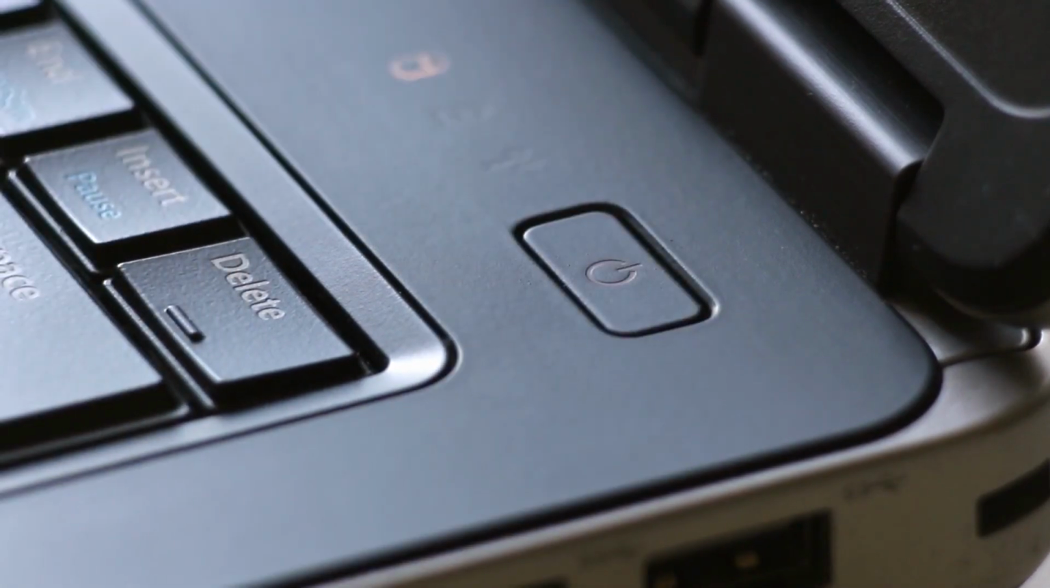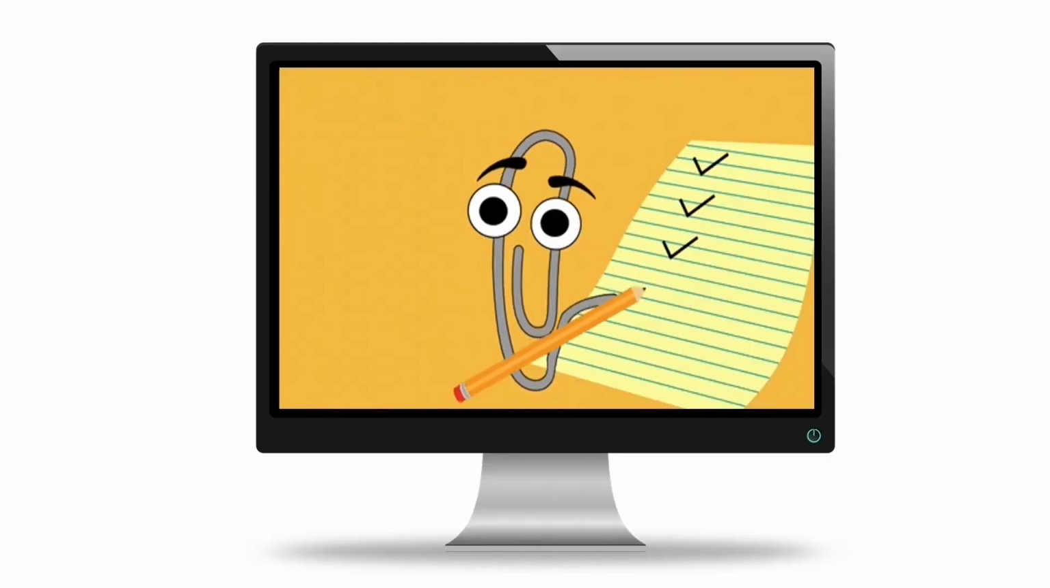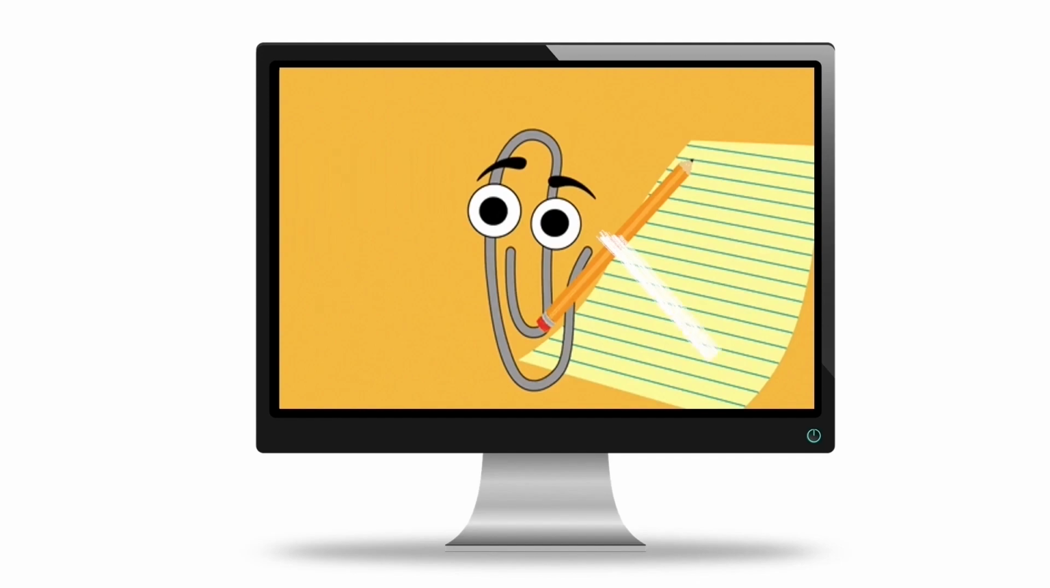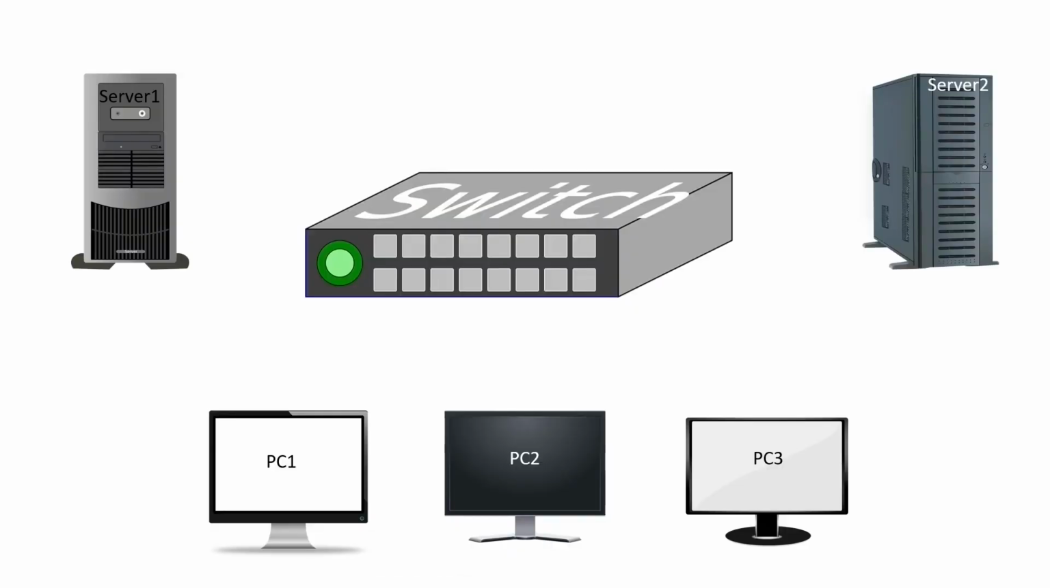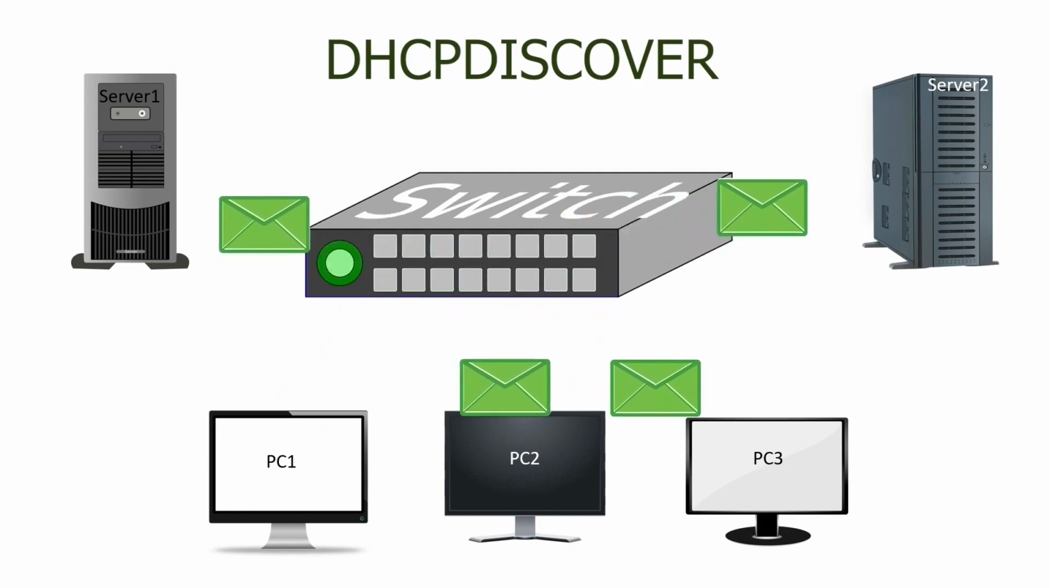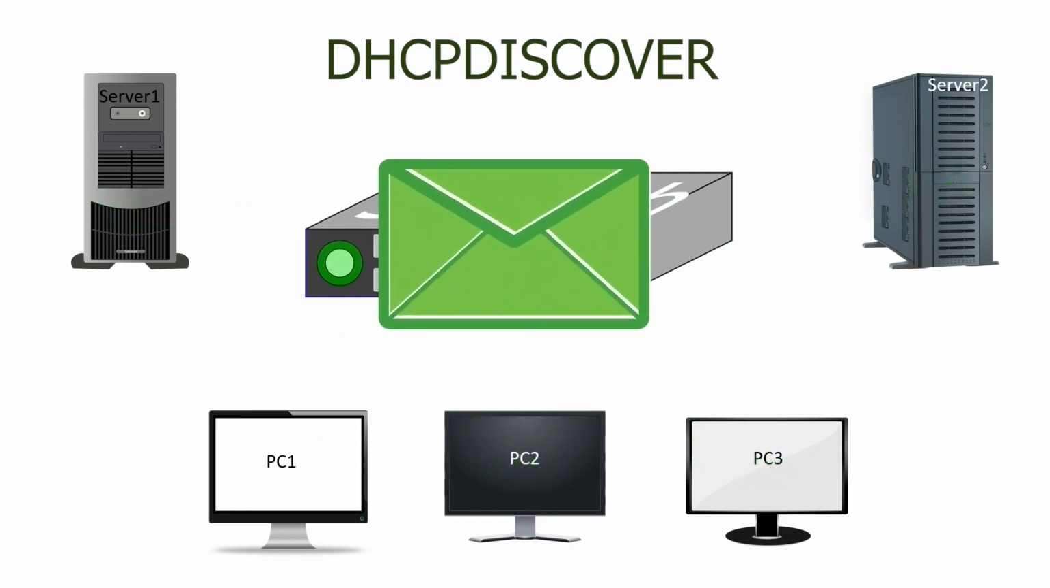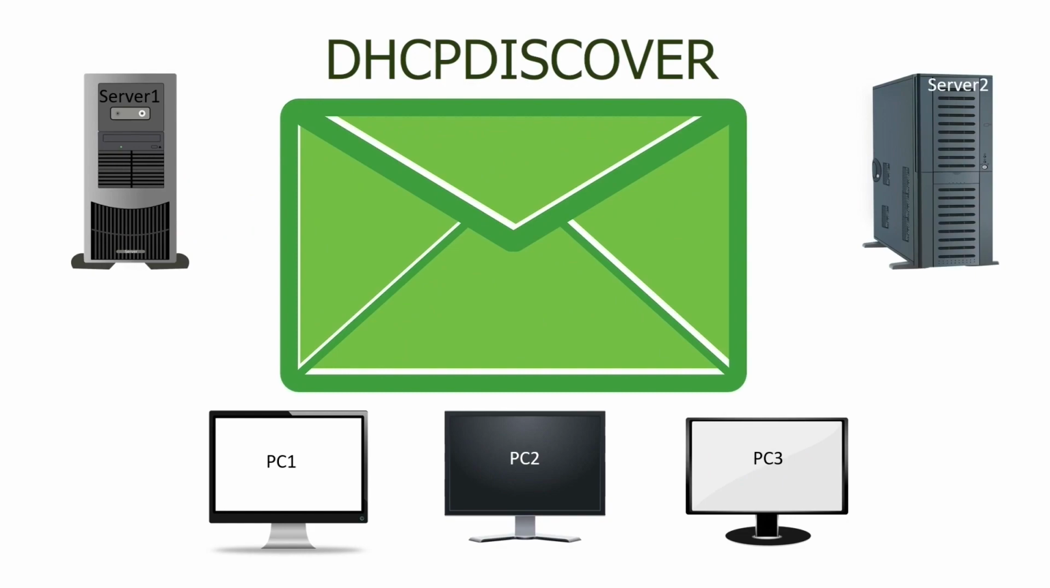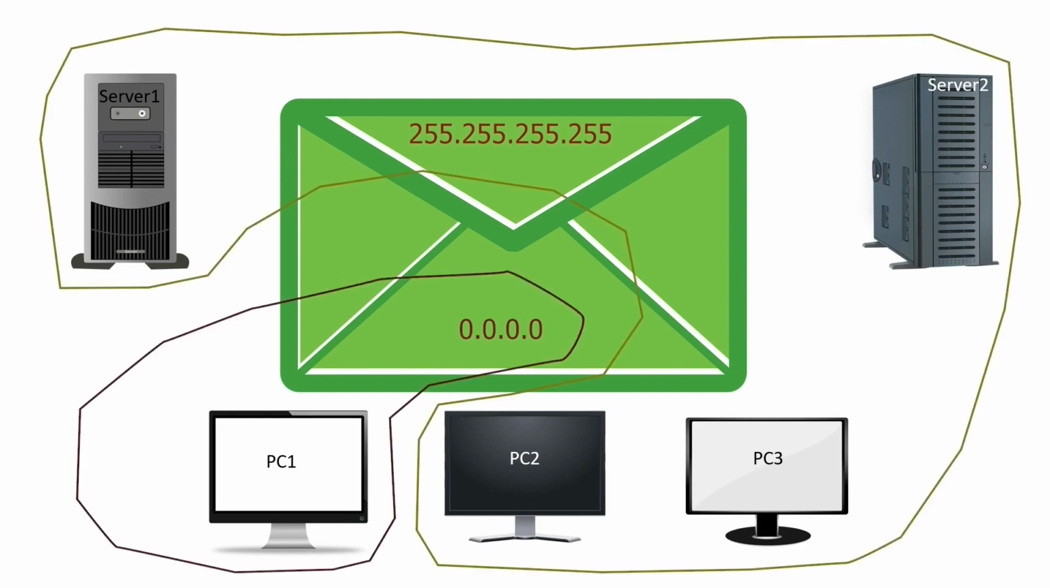When we start a device, it checks whether a valid IP configuration is available. If it is not available, the device generates a special message known as the DHCPDiscover message and broadcasts this message on the local LAN segment. In this message, the device uses the addresses 0.0.0.0 and 255.255.255.255 in the source and destination address fields.